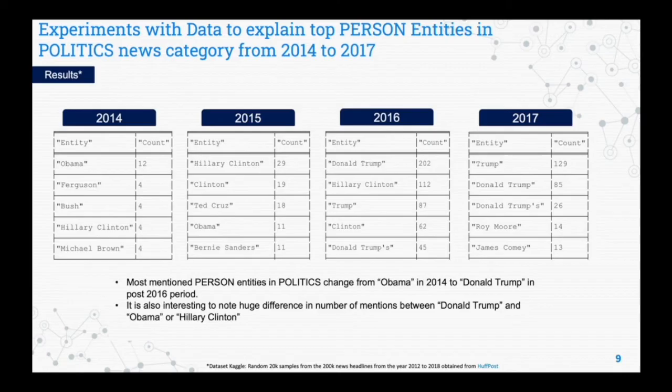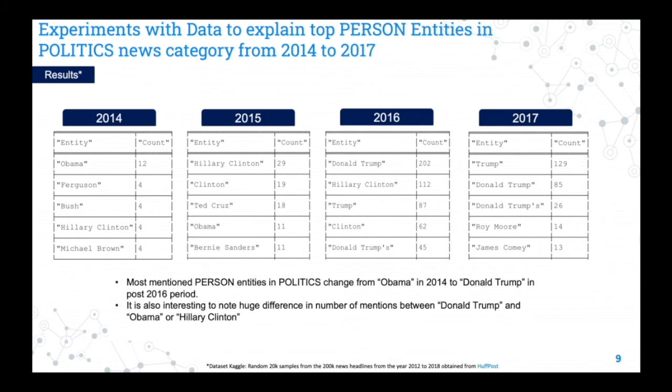Let's move on to another result. This is a temporal study that I wanted to do to see the different types of person entities in the politics category year over year. As you see, into 2014, Obama was on top, but understandably after the 2016 elections, Donald Trump started emerging as the top discussed, or top mentioned, entity in the political news category.